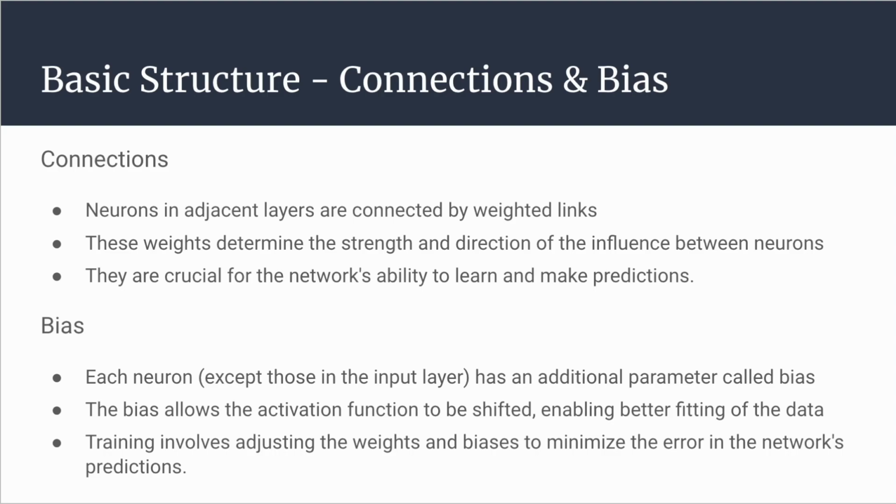Now let's look at bias. Each neuron, except for those in the input layer, has an additional parameter called bias. The bias allows the activation function to be shifted, enabling better fitting of the data. Training a model involves adjusting the weights and biases to minimize error in the network's predictions.